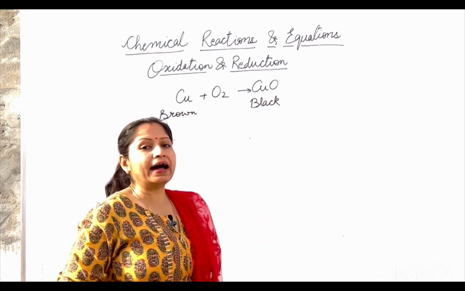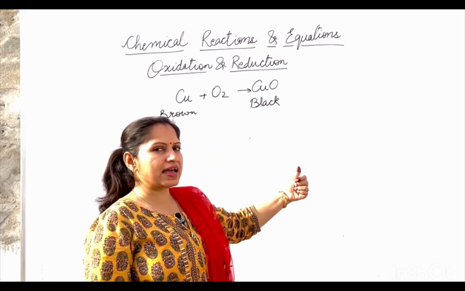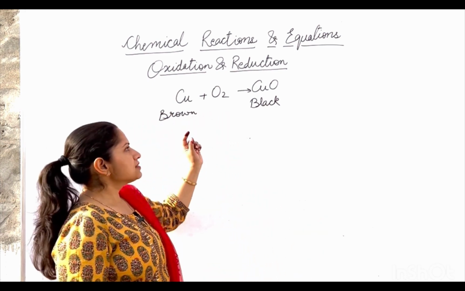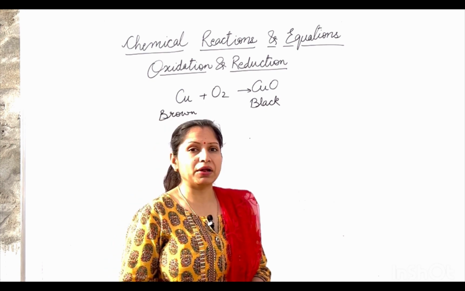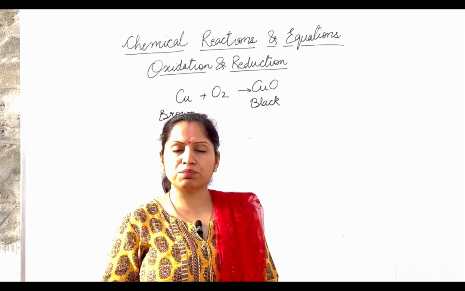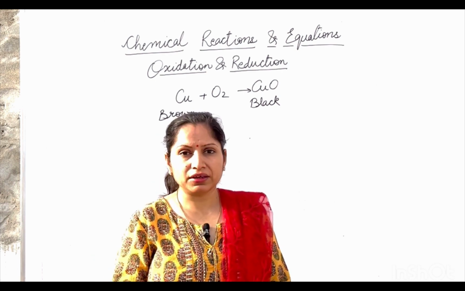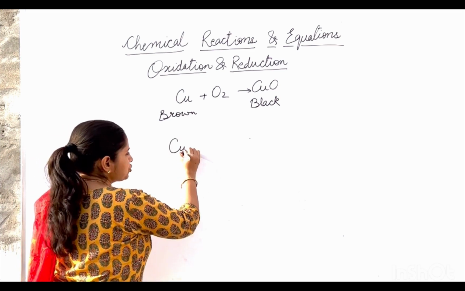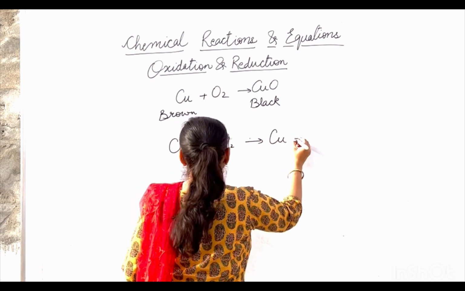Just remember that the color of copper oxide is black. It's asked as a question in your NCERT book as well. So this is an example of how oxidation of copper is taking place. But when we pass hydrogen gas through this black colored copper oxide, we find that the copper again comes back. Means again we find the brown colored copper because of the reaction taking place like this.